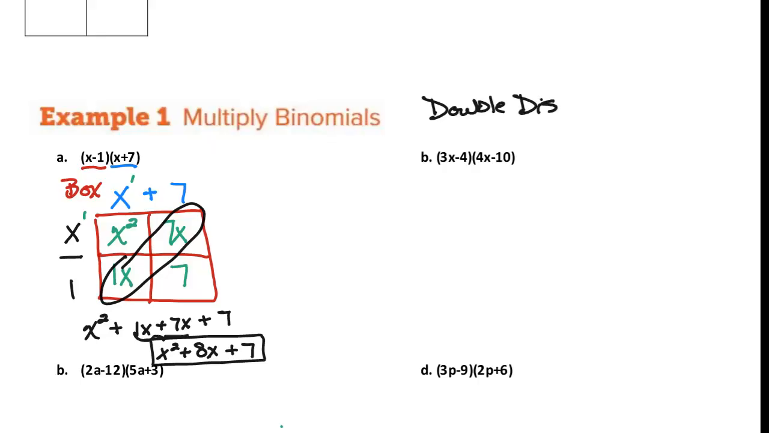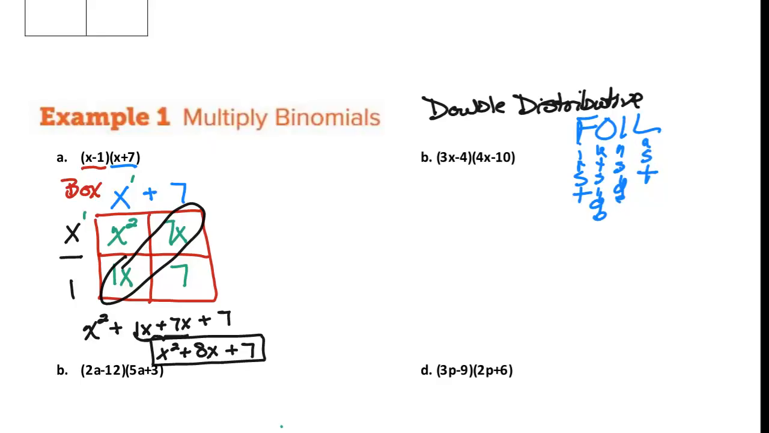Double distributive, or the FOIL. Remember, first times first, outside times outside, inside times inside, and last times last. This only works with a binomial times a binomial, okay? So first times first is 3x times 4x. And I'm going to write these out.